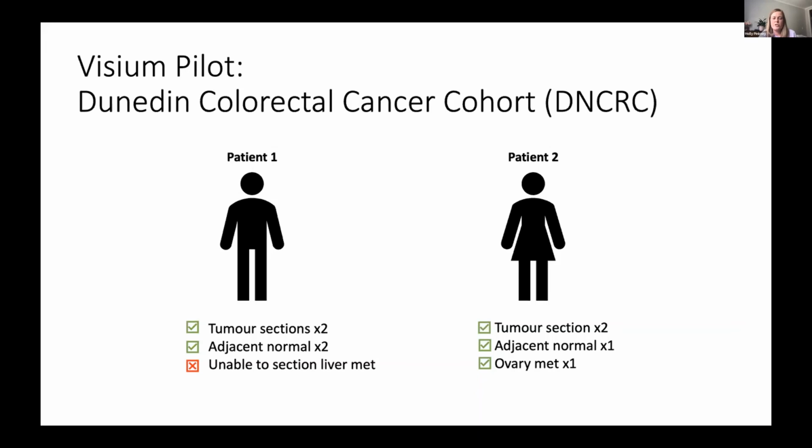For patient 1, unfortunately, I was unable to section the liver met, so not all the tissue in the colorectal cancer cohort is suitable for use with Visium. Some of it doesn't have high enough quality to be sectioned. But for patient 2, I was able to section the ovary met, so that's really exciting.